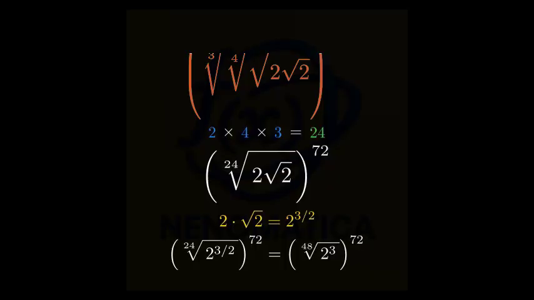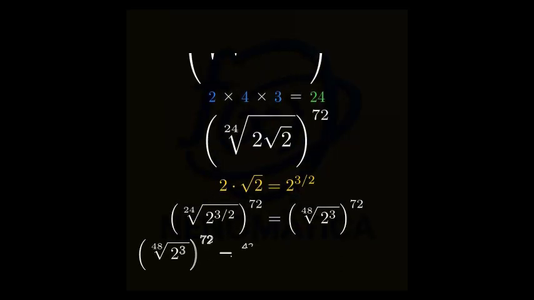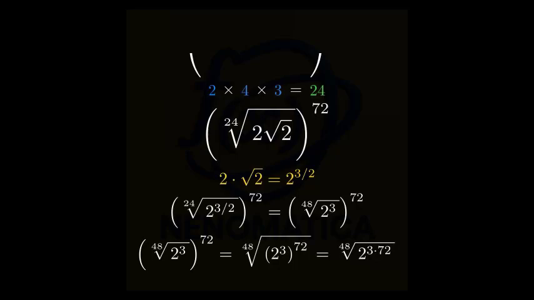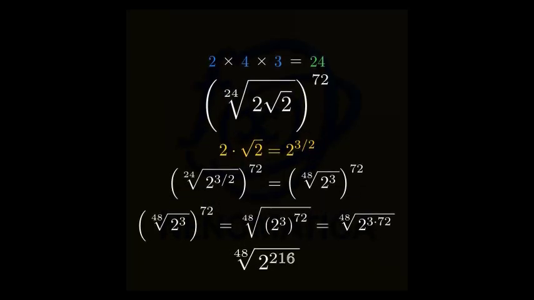Step 3. Raise a radical to a power by moving the power inside. In general, the nth root of x to the k power equals the nth root of x, raised to the k. So we obtain the 48th root of 2 to the 3 times 72. Step 4. Simplify the exponent. 3 times 72 equals 216. So we have the 48th root of 2 to the 216.